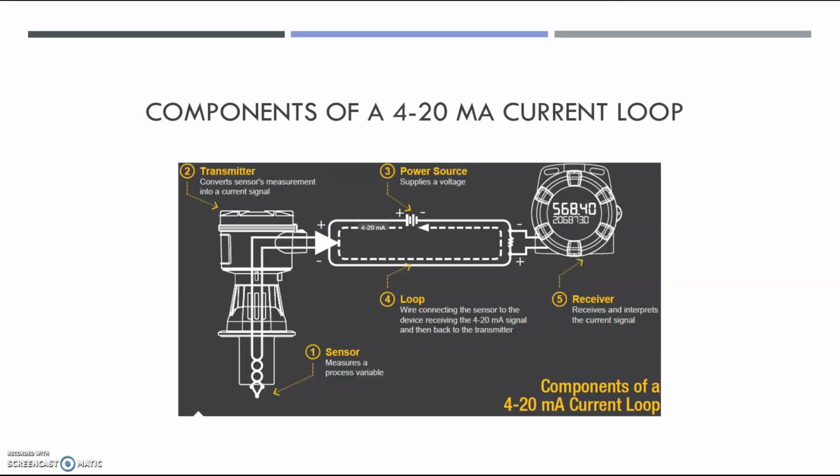Let's have a look at a picture. Again, that says milliamps. Right, you've got a sensor, and the sensor measures a process variable. Then the transmitter converts that sensor's measurement into a current signal. Then you have a power source that supplies some voltage. You have a loop, which is a wire connecting the sensor to the device receiving the 4 to 20 milliamp signal and then back to the transmitter. Then there's a receiver which receives, obviously, and interprets the current signal, and there we have it. Okay, that's that.